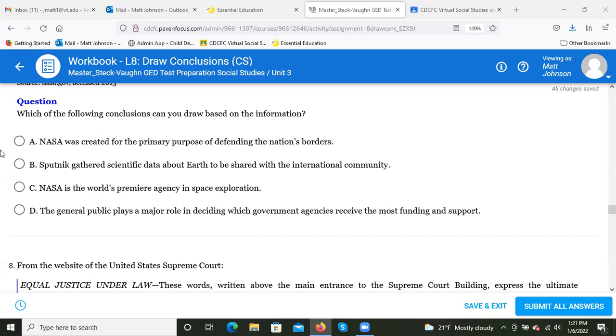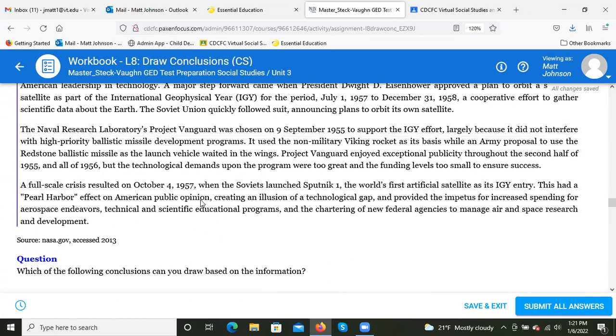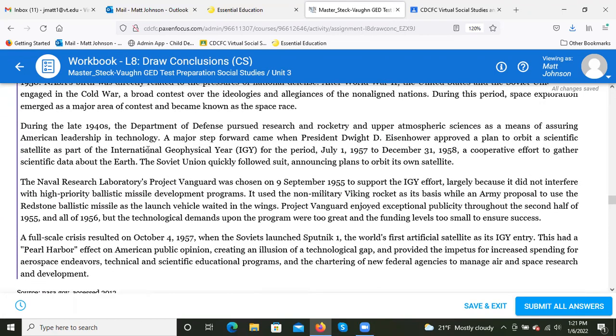Is it A? It's D. D as in dog. So the idea here is there's a lot going on as far as public opinion and wanting to advance our technology.